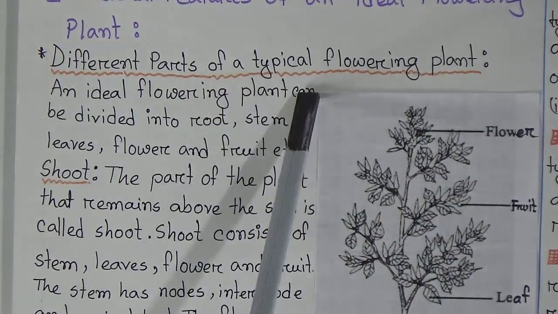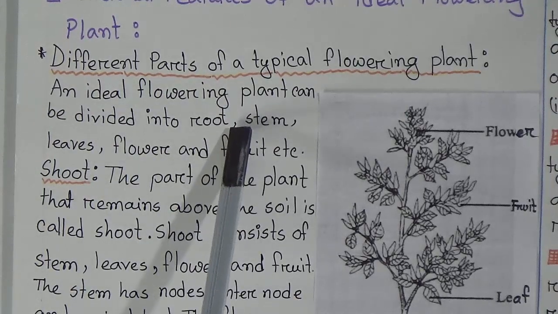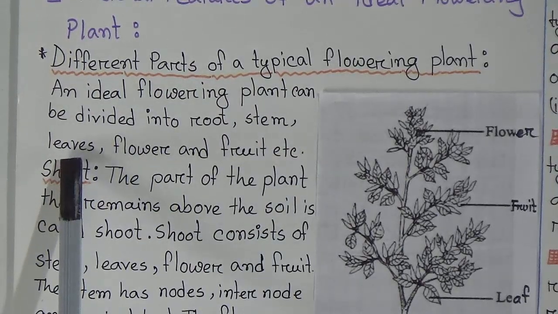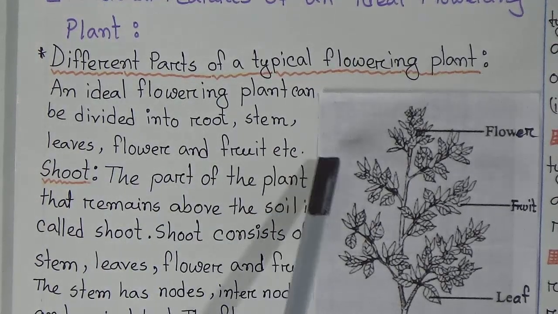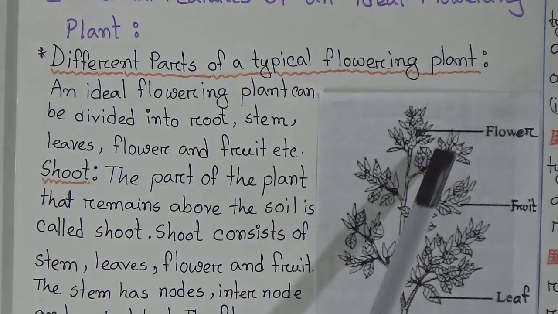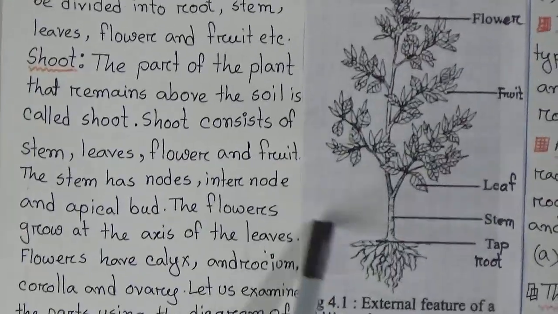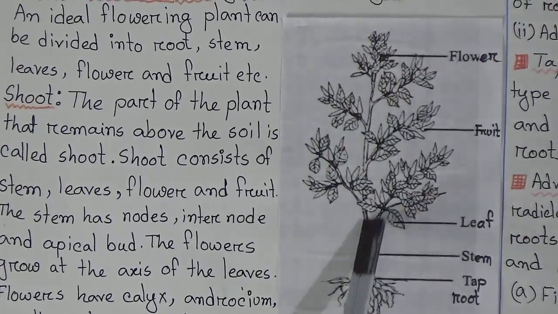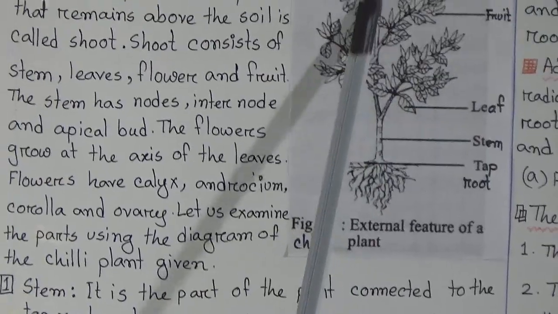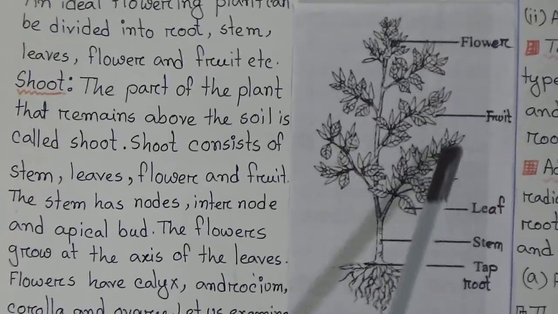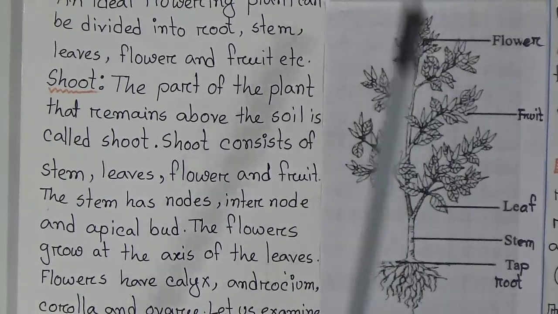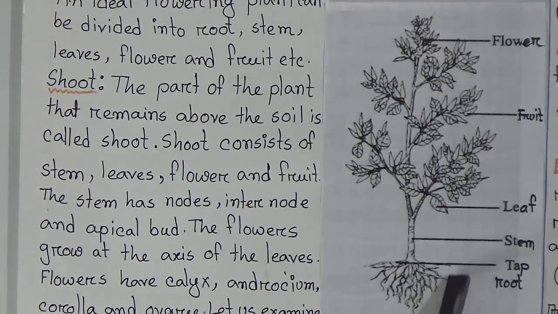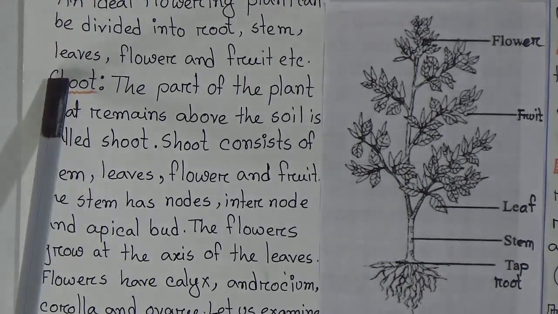An ideal flowering plant can be divided into root, stem, leaves, flowers and fruit, etc. Dear students, look at the figure. This is a chilli plant. This is the stem of the plant. This is the leaves and this is the fruit and this part is flower and this part is root. This root is called taproot. Now go to the shoot.